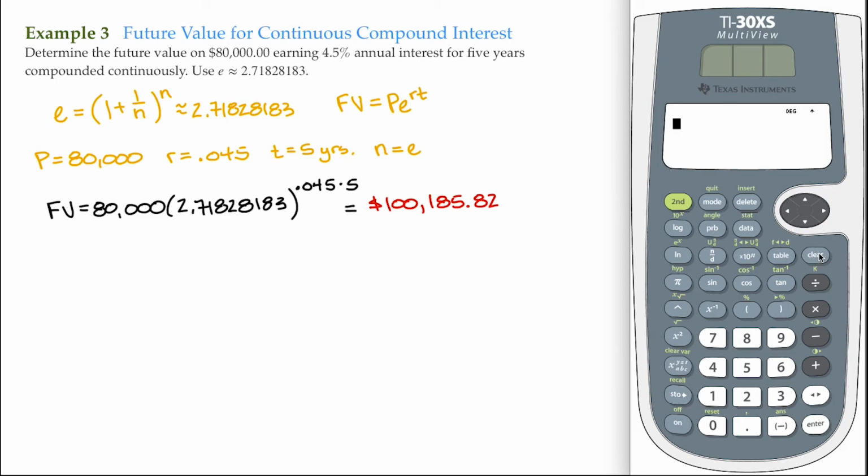So what I could do is I'm going to find the future value again, except rather than type in the E approximation, I'm just going to type in E. So we'll do 80,000. Then I'm going to go to second E, that's my E key. Then raise that to the 0.045 times 5. You see how that looks? And then hit enter. And of course we come up with the same thing.